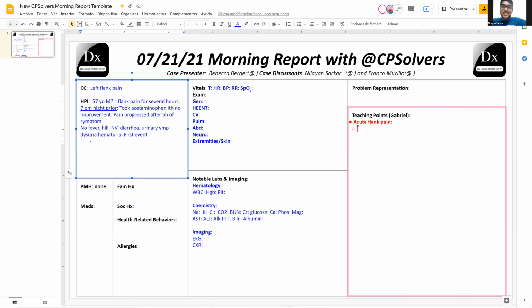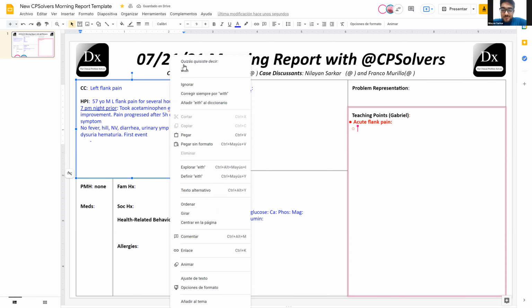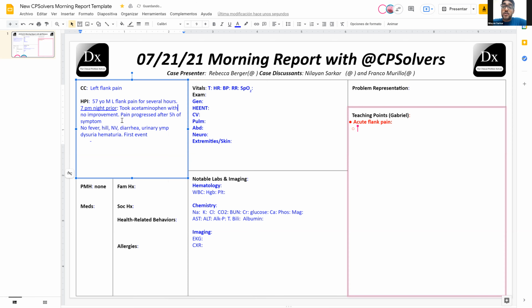Yeah, sure. So we have covered some drug related causes and some anatomical localization of the pain. So I'll try to put forth my thoughts. Left flank pain first made me think of pyelonephritis, but then we got to know that there were no urinary symptoms.